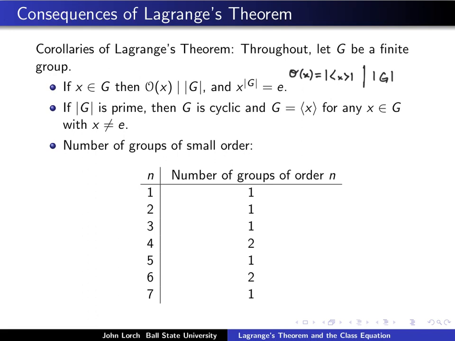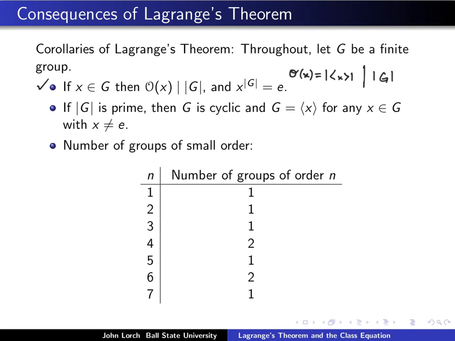Now, when we take X and raise it to the order of X power, we're going to get the identity. And since the order of G is a multiple of the order of X, the same will be true when we raise X to the order of G power. So that addresses the first bullet point. The second bullet point essentially follows from the first.